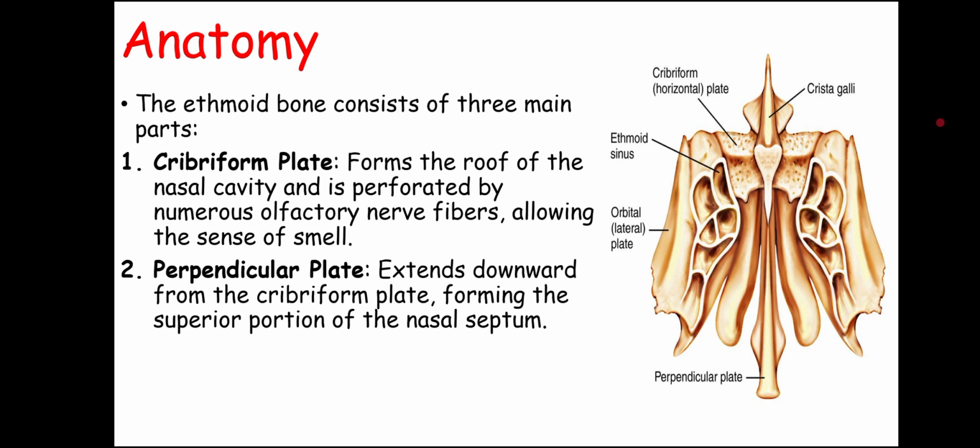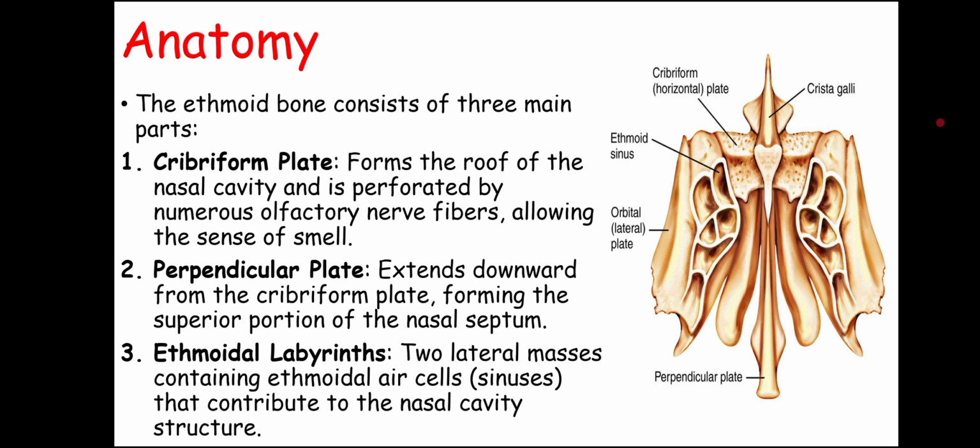The second part of ethmoid bone includes perpendicular plate that extends downward from the cribriform plate, forming the superior portion of nasal septum. Here you can see in the diagram at the lower area there is perpendicular plate, and then you can also see the ethmoidal labyrinth or ethmoidal sinuses. These are the lateral masses containing ethmoidal air cells and that contribute to nasal cavity structure.